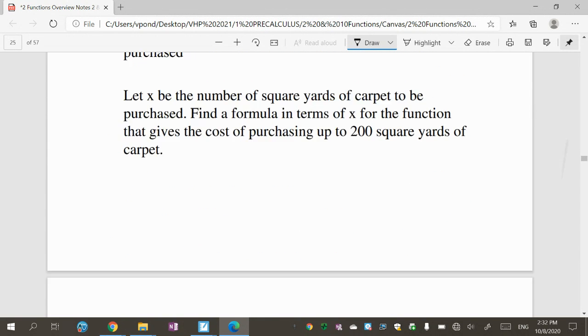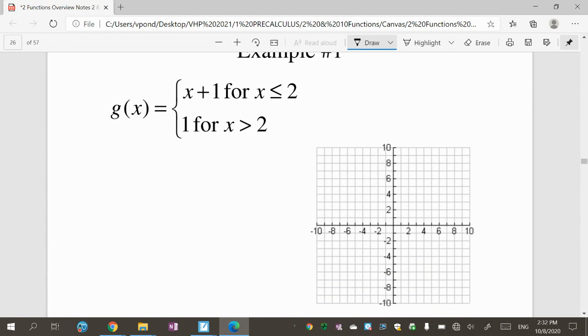So I'm going to skip this one with the carpet. Let's go to this one right here. We're going to practice with graphing. This one is piecewise, and it's in two pieces. I'm going to show you without the calculator. You can always check it on the calculator. What they say is g of x equals x plus 1, and then g of x equals 1.